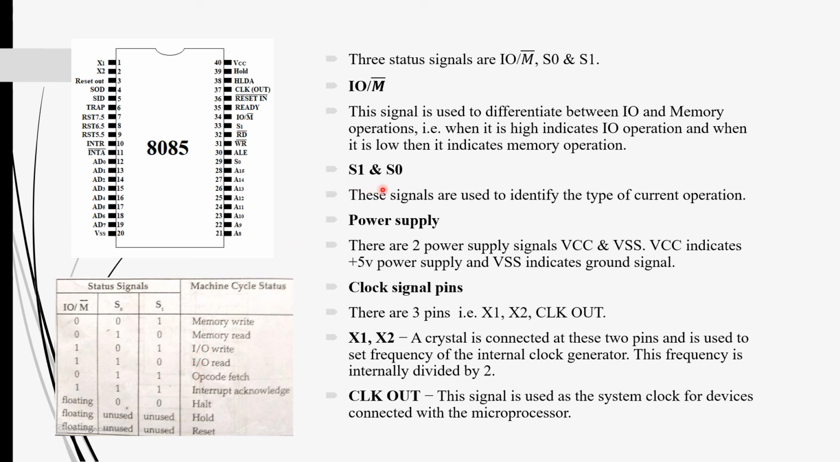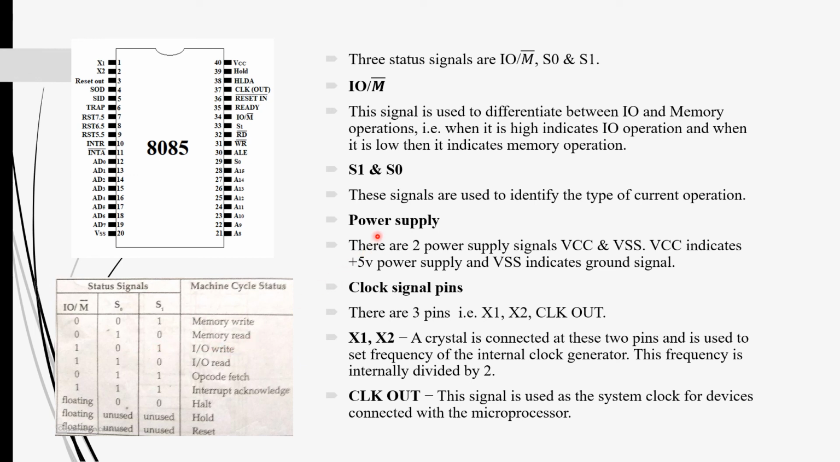Then we will see S0 and S1. These signals are used to identify the type of current operation. Here you can see that when they are 0, 1, write operation will be carried out, and when they are 1, 0, then read operation will be carried out.